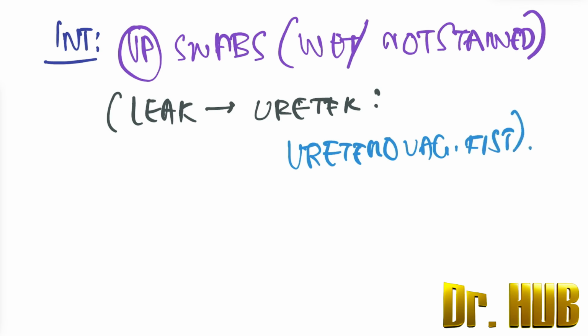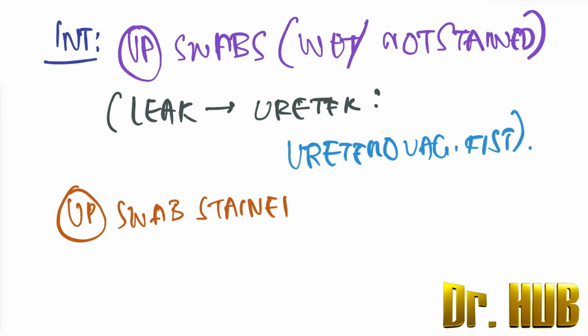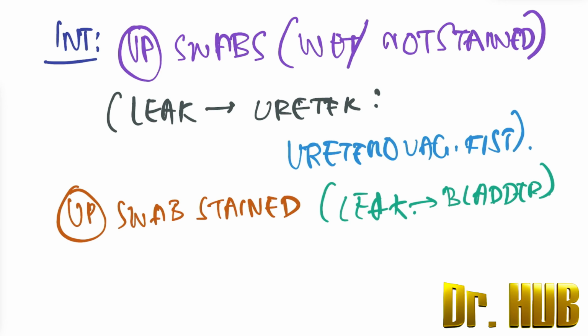Next, if the upper swab gets stained, it means the leak is from the bladder. If the leak is from the bladder, it is nothing but the vesicovaginal fistula.